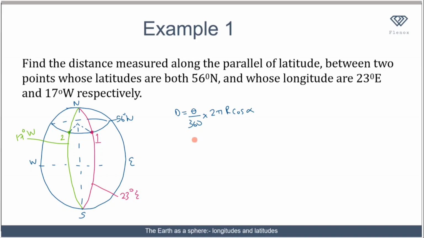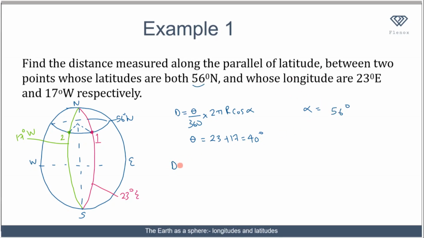Now what is theta? Theta is the angle between this point 1 and 2. I can see that one point lies in the east while the other lies in the west. So what do I do to find the angle? I just sum up the coordinates on the east and west. So the theta in this case is 23 plus 17, and that gives you 40 degrees. What about alpha? Alpha is just my latitude, and in this case the latitude is given as 56. So my alpha is 56 degrees.